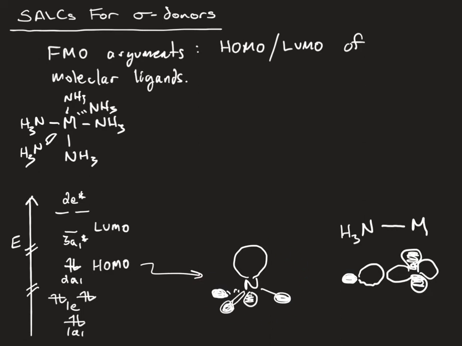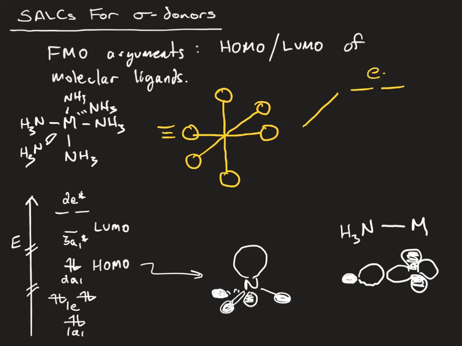Therefore, we can think about this in terms of 6 s-type orbitals about that metal center, which will split to form, e.g., a T1u and an A1g SALC.